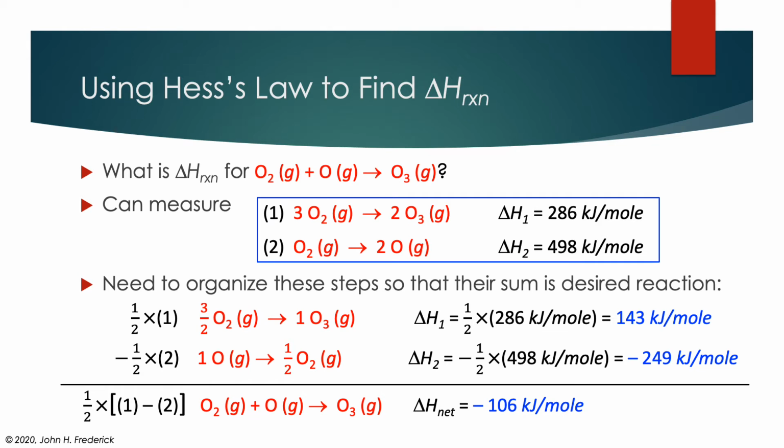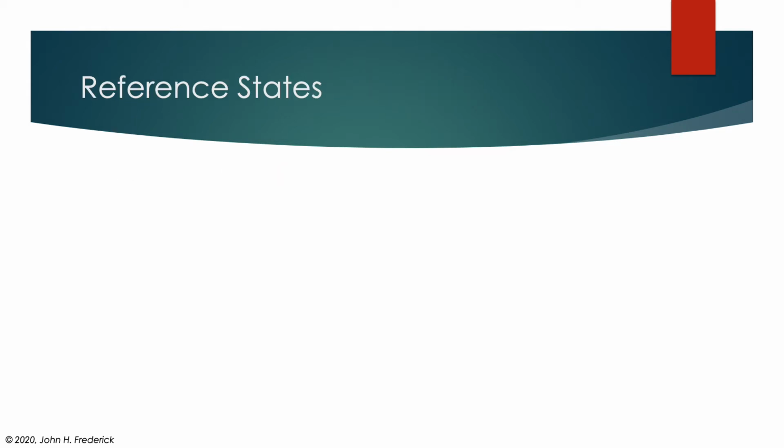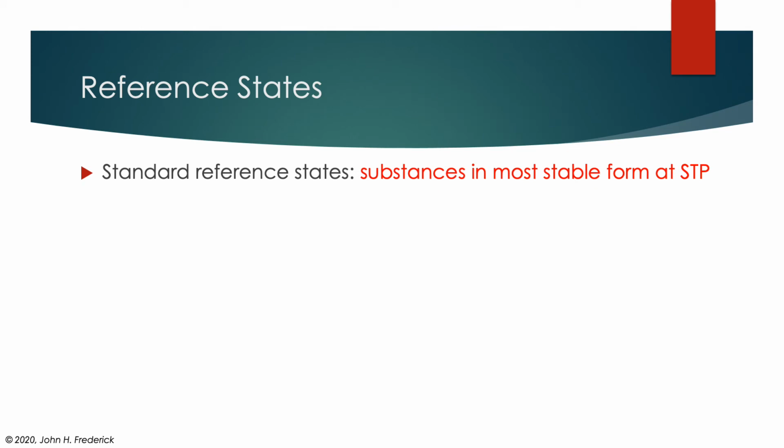All right, so this gives you a sense of how we can get very useful information just using Hess's law and some tabulated information. Now let's expand a little bit on that last bit, on the tabulated information. Talk about reference states. A reference state is basically, for chemical substances, when the substances are in their most stable form at standard temperature and pressure. So we define this differently for different physical states. So for example, for gases at 1 atmosphere pressure and 273 Kelvin.